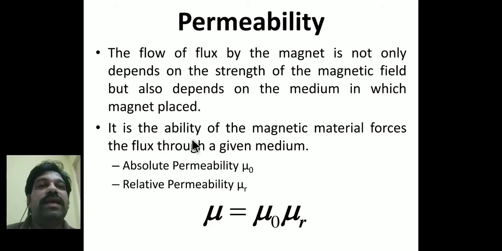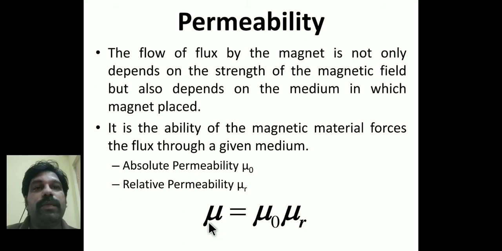It is the ability of the magnetic material to force flux through a given medium. That means how much flux can be generated in the presence of a medium is the index measured by permeability. There are two indexes again. One is absolute permeability, symbol mu naught. The next one is relative permeability, mu r.